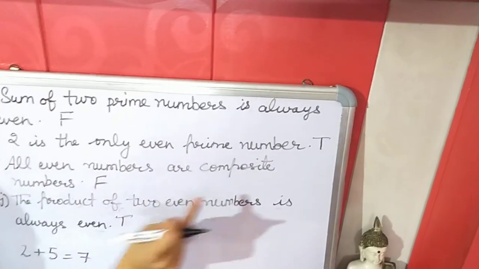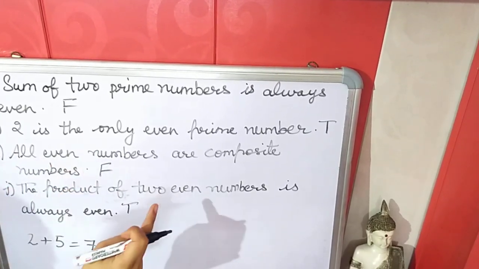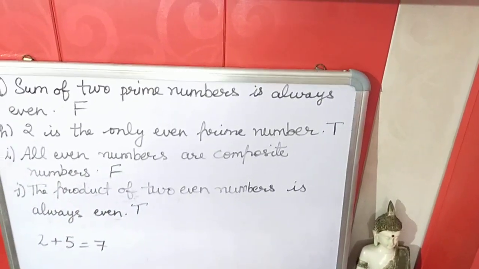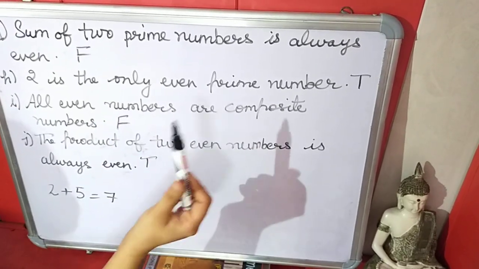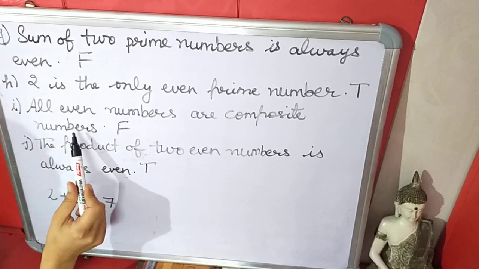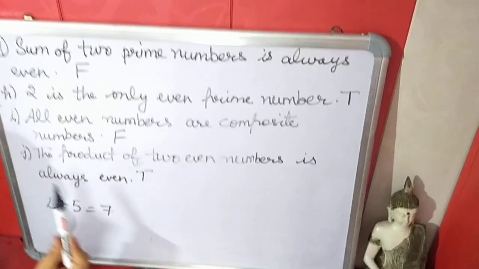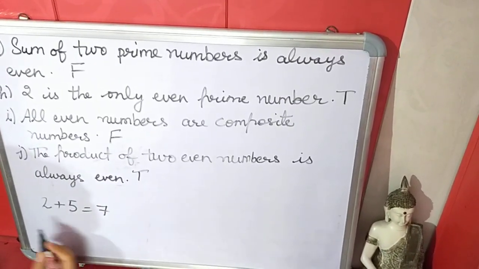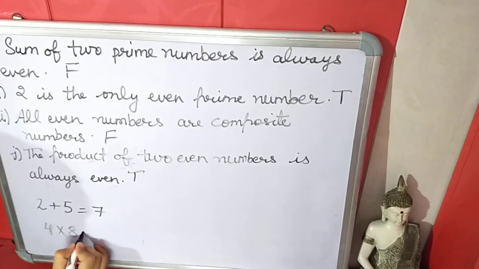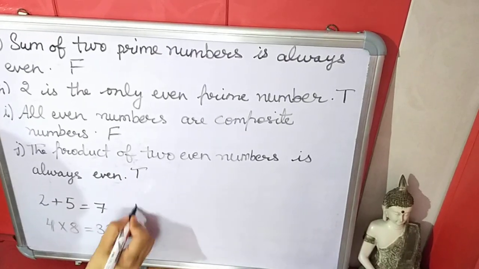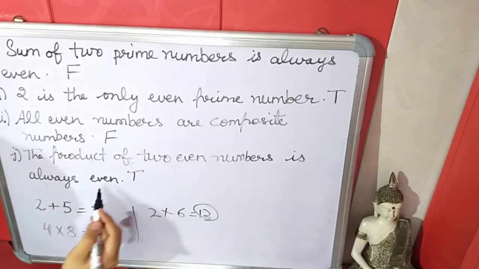All even numbers are composite numbers. False. 2 is an even number and it is not a composite number. So all even numbers are composite numbers? No, it is false. The product of two even numbers is always even. Yes, true. If we multiply any two even numbers, 4 multiply 8, it will be 32. Or I am taking 2 multiply 6, 12. So the product of two even numbers is always an even number.